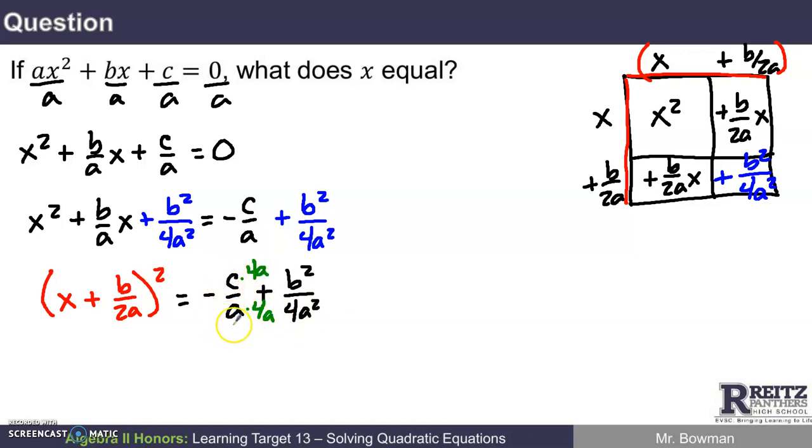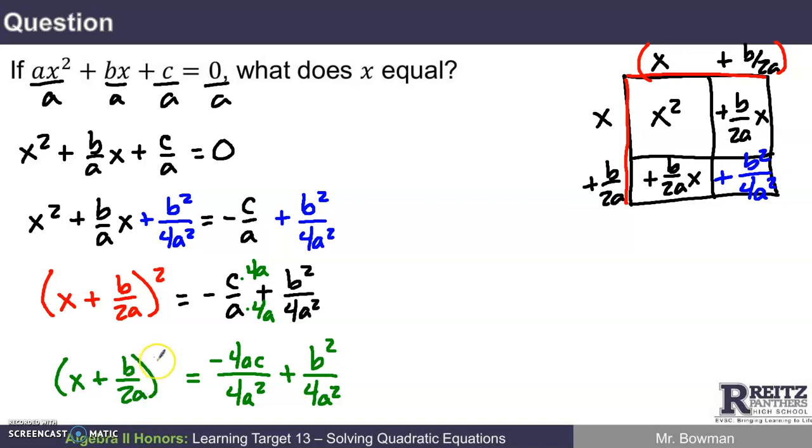You know, for a fraction, if you multiply the numerator and denominator by the same non-zero number, you haven't really changed what that fraction means. You're writing it in a different form. So here's what I have on the right side now. I've got the numerator here, which is negative 4 times a times c, all over 4a squared, plus the one that I didn't change, b squared, over 4a squared. And on the left side, I've still got my x plus b over 2a squared.